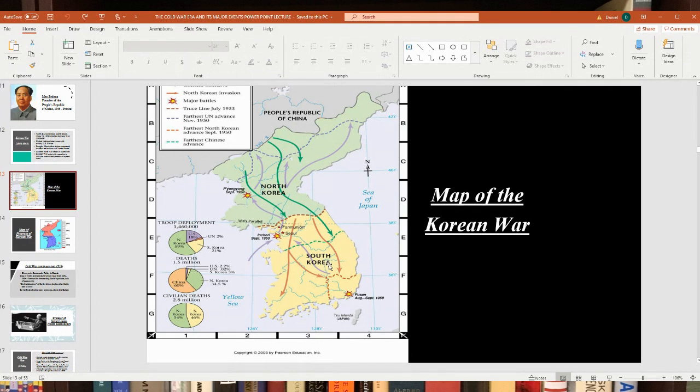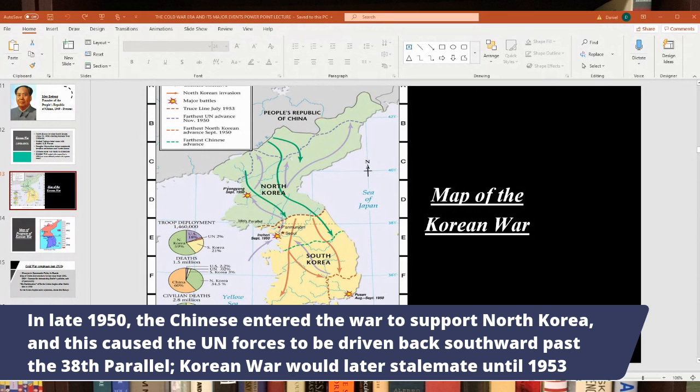And then eventually the UN force drove them back up to where this line is over time. And the Korean War became a stalemate. Neither side could really win. You have China and the U.S. of course involved in the war, but eventually they would sue for peace in 1953.